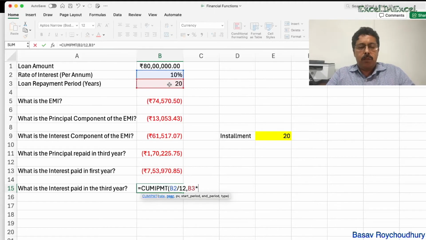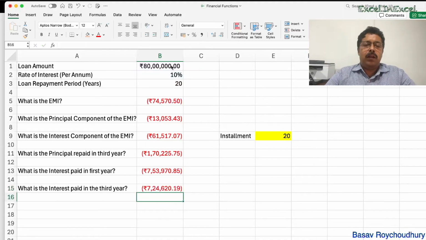Period is 20 multiplied by 12, that is the NPER. The PV is 80 lakhs. But now we're talking of the third year, so from the 25th installment to the 36th installment, and the end of the period, which is 0, and that's how it comes out to be.